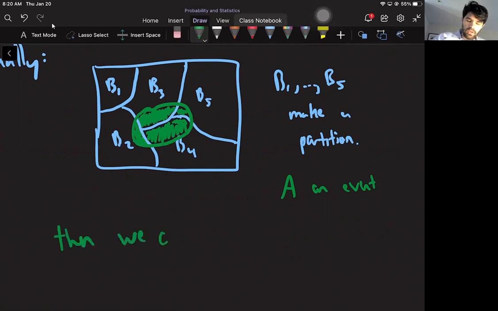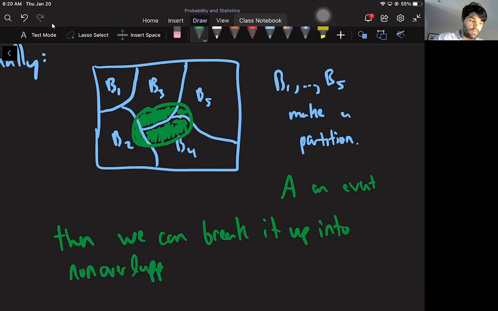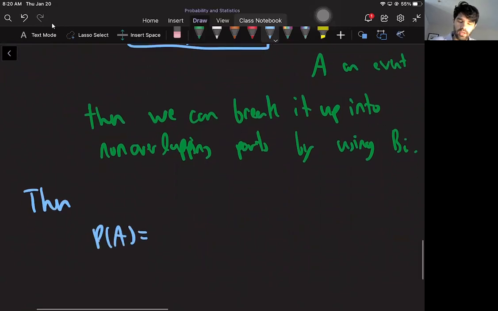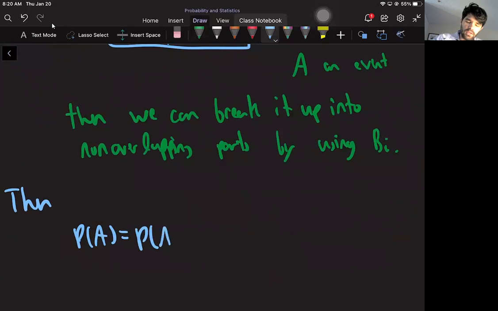Then we can break it up into non-overlapping parts by using each Bi. Okay, so then we can do the probability calculation. Probability of A, I can now break it up into the probability of each intersection added together, because each of the parts are disjoint from each other. So you can do something like this.